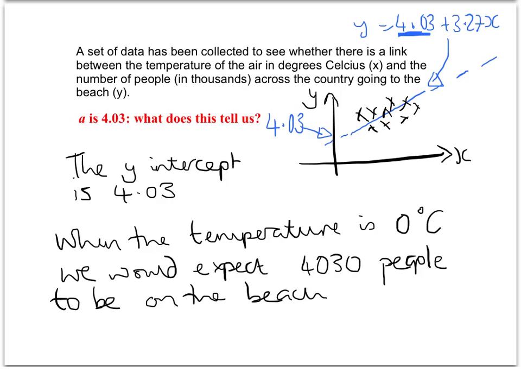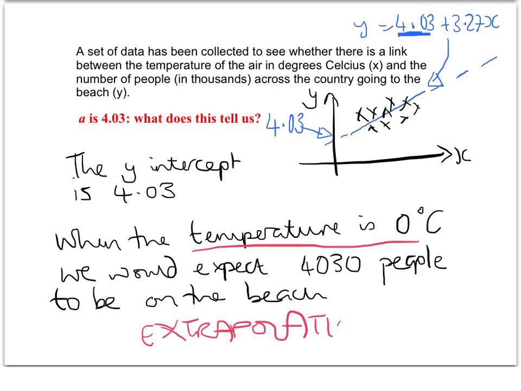So what we're saying is, the y-intercept is when x is 0, and x is the temperature. So when the temperature is 0, on the y-axis, we would expect 4.03, which obviously for y represents 4,030 people, because y is number of people in thousands. So we would expect that number of people to be on the beach. And this is called extrapolation. We're extrapolating past the data set.